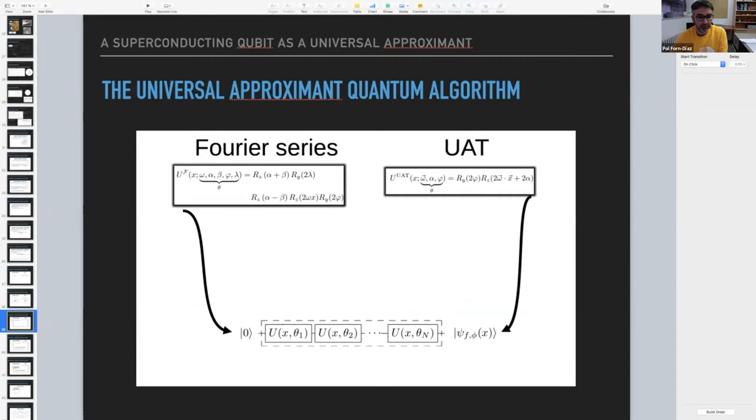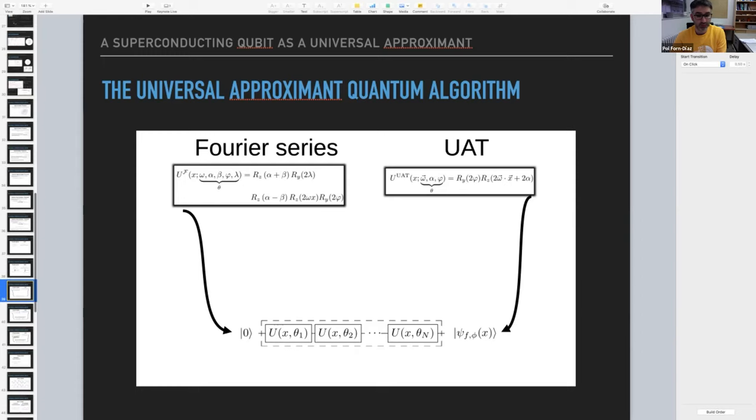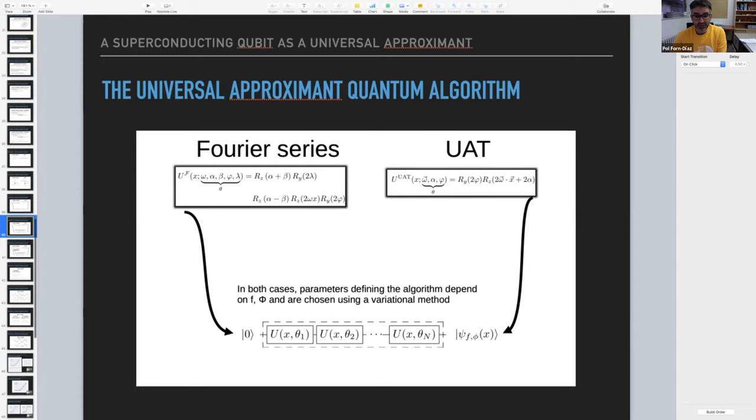Now this entire function is chopped in small bits, because this is, let's say, the exact one, and we discretize it in different layers. The more layers we apply, the better is the approximation of this function we are trying to represent. In order to obtain these parameters theta, they will be fed into a classical optimization algorithm that will try to match the function we are targeting.